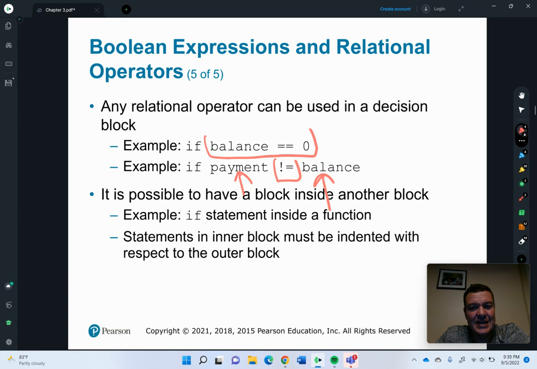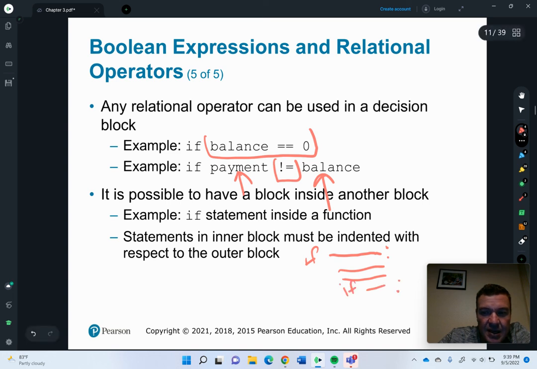It is possible to have a block inside another block. We can have an if statement inside a function. Statements in inner blocks must be independent with respect to the outer block. So again, what we're saying is we can have an if statement. Sometimes the pen goes a little crazy. We can have an if statement. Here's our condition. And then here is our conditional code. In our conditional code, we can have another if statement, but that means we've got one tab here, and we'll need two tabs here, because, by the way, the if statement, because it's part of the conditional code, is also tabbed in once. But when we're done with this conditional statement, we'll go back to only one tab.